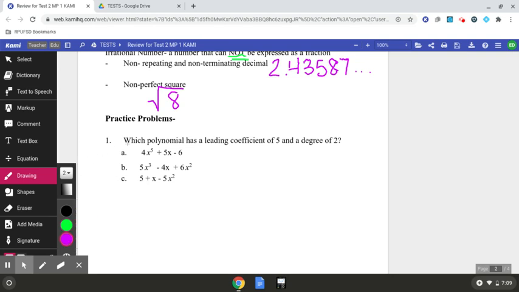So number 1 says, which polynomial has a leading coefficient of 5? So that's key. And a degree of 2.